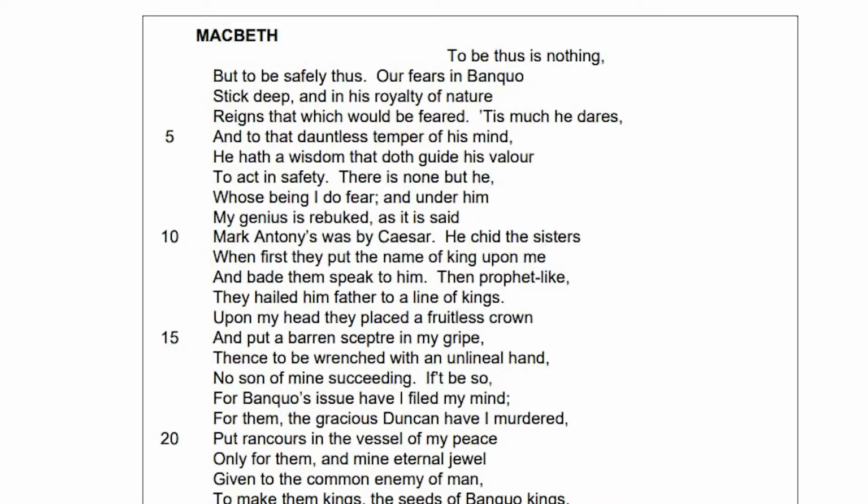So say, for example, I'd highlighted the quotes, "he hath wisdom that doth guide his valour to act in safety." Maybe I've also highlighted, "they hailed him father to a line of kings, and upon my head they placed a fruitless crown." They're my 3 quotes that maybe I've highlighted. So my point is, I'm going to choose 2 of those quotes that I'm going to write my paragraph on about the extract, because you always have to, in AQA, write one whole paragraph about the extract.